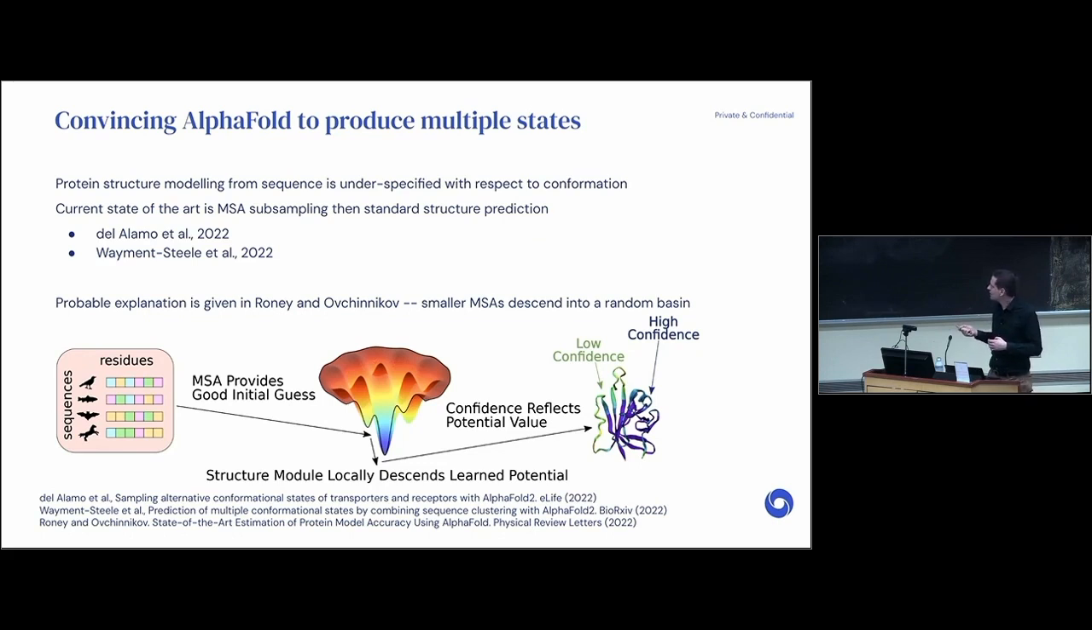And there's some explanations given, but my favorite is kind of from some work by Roni and Ovchinnikov in a PRL paper that has, I think, not a great title for what it's about, state-of-the-art estimation of protein model accuracy using AlphaFold. But even if you don't care about protein model accuracy, this is an important thing that really kind of puts some more experiments to show that what AlphaFold's doing is it's using the MSA at the beginning, but then it's refining into a structural basin.